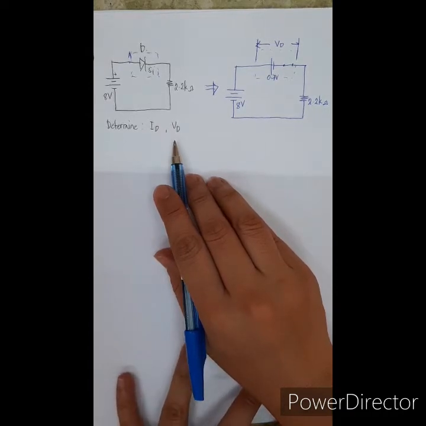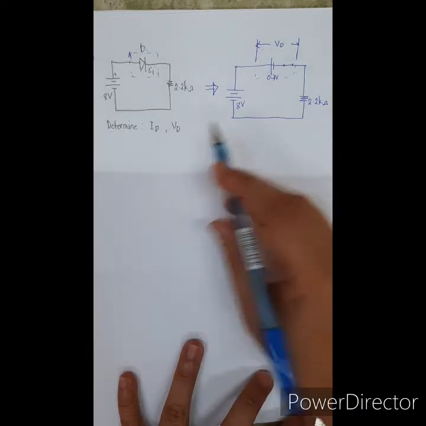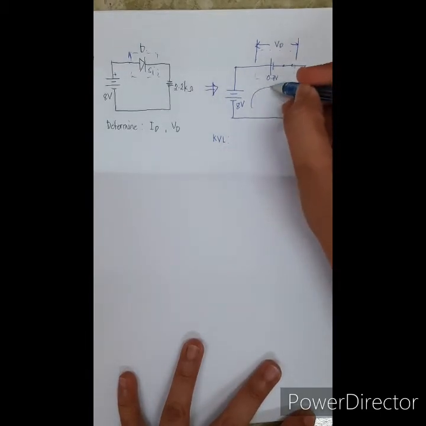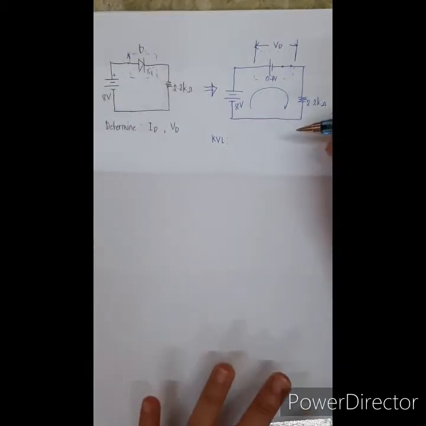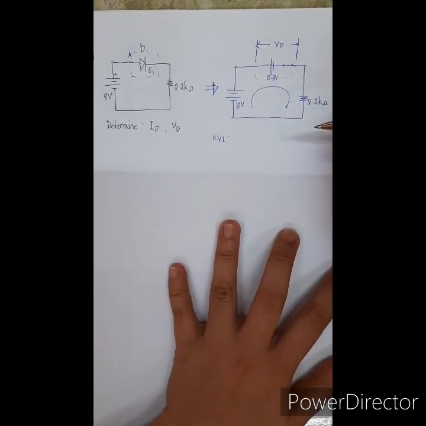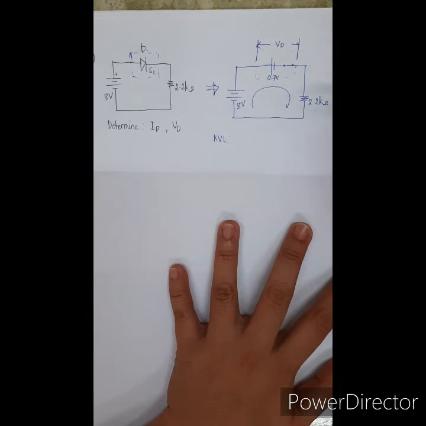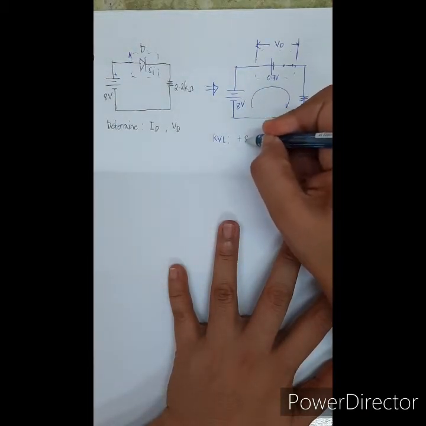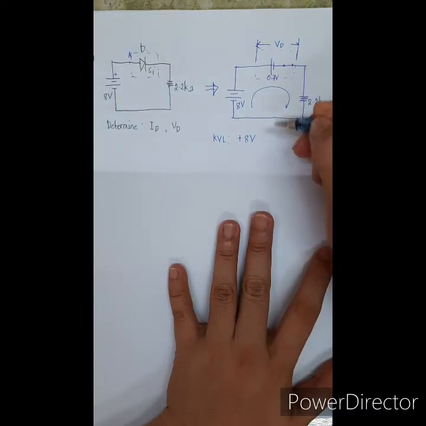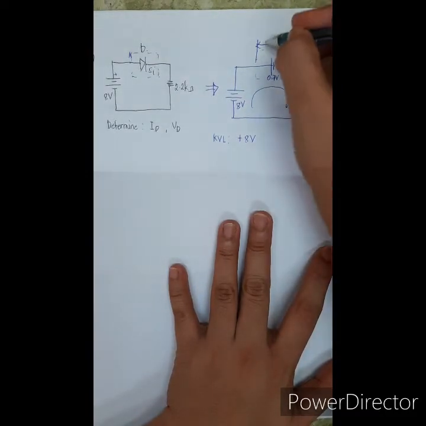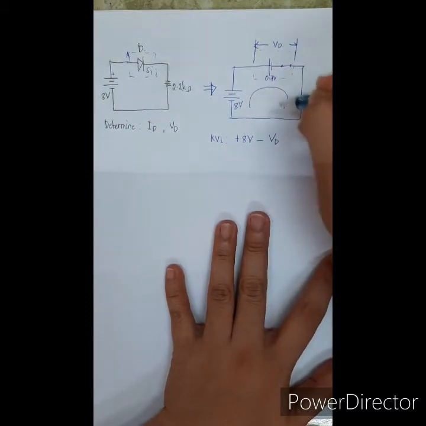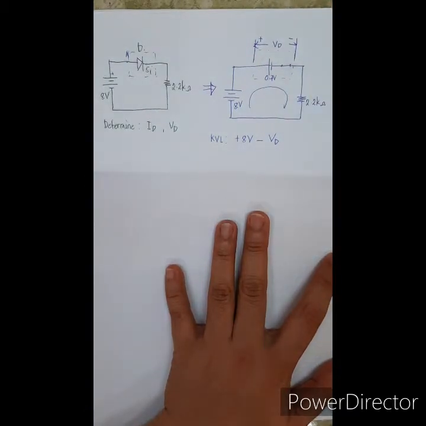Okay? So, to find for ID, we have to use the Kirchhoff voltage law. So, again, loop equation. Okay? So, actually, if we are going to have a loop equation, Kirchhoff voltage law, that would be positive 8 volt. That would be, kung gagamitin natin si VD doon, minus VD, so this would be positive, that would be negative.